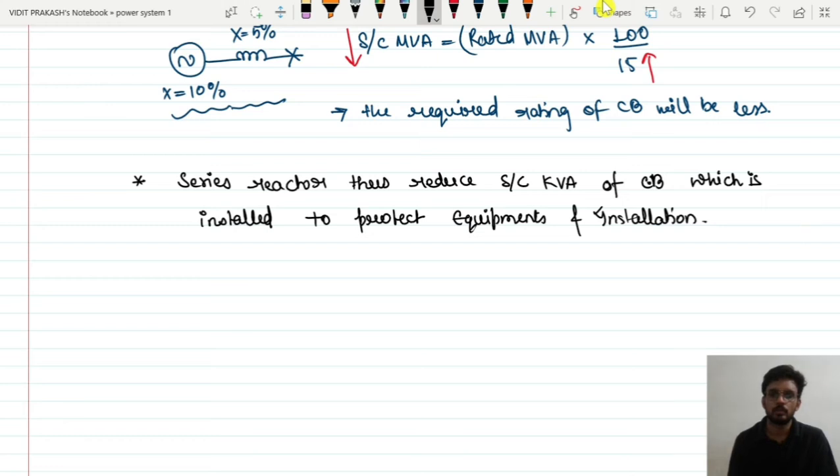Okay, now we also use a shunt reactor. Okay, so we use a shunt reactor to absorb reactive power.